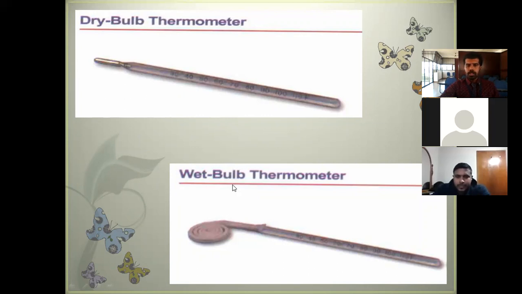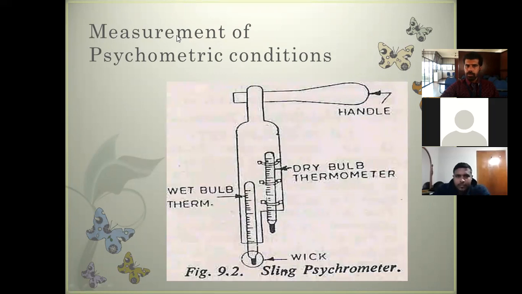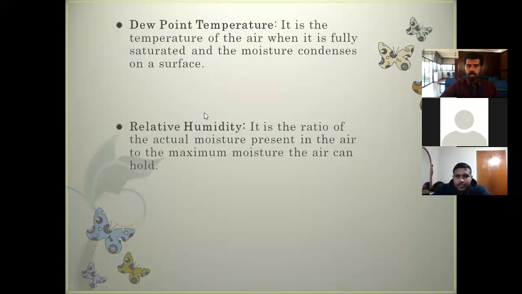So we have seen the measurement of psychometric conditions. We have two types of thermometers, wet bulb and dry bulb thermometer, through which we get the dry bulb values as well as wet bulb temperature values. And we know what is dew point. I have already said what is saturation temperature or saturation point, 100% moisture. It is the temperature of the air when it is fully saturated and the moisture condenses on a surface; that is known as dew point.